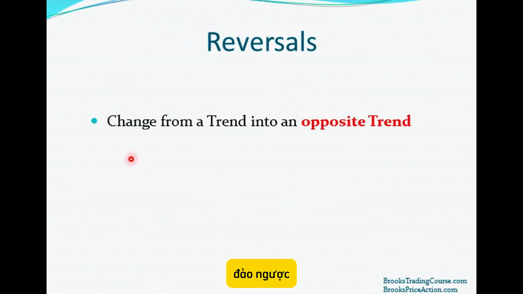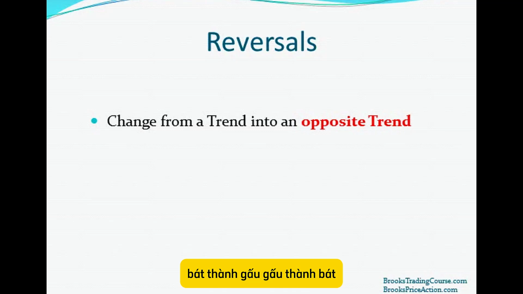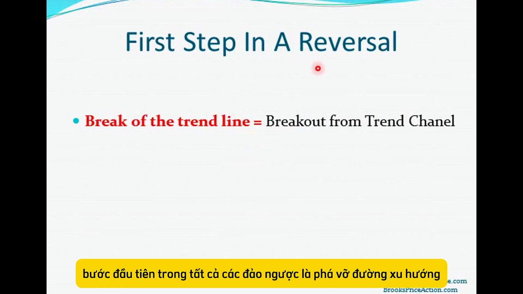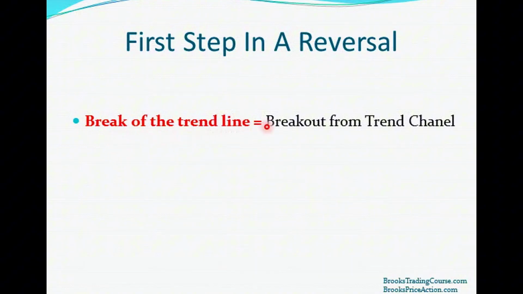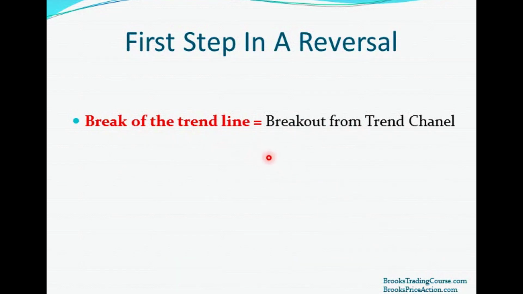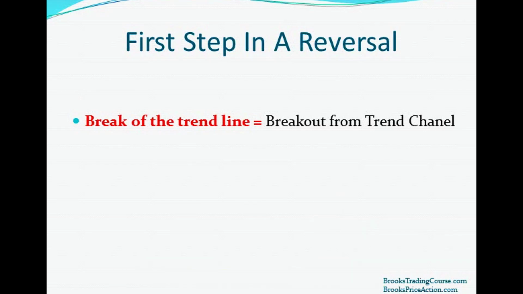A reversal is simply a change from one trend into an opposite trend, bull into a bear, bear into a bull. The first step in all reversals is breaking the trend line, which is a breakout from the channel. So if you have a bear trend, the first step is breaking above the top of the channel, which means breaking above the bear trend line.